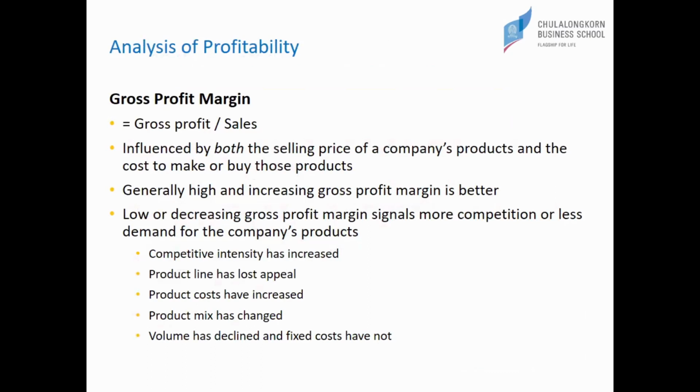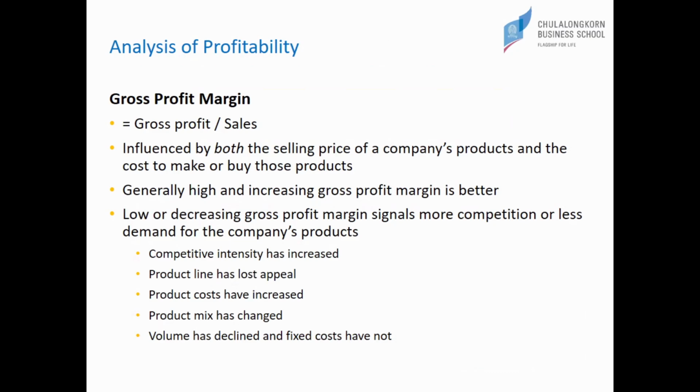So gross profit margin is gross profit divided by sales. Since gross profit is the sales minus cost of goods sold, this is influenced both by the selling price of the company's product and the cost of sales. In general, and probably all the time, high and increasing gross profit margin would be preferred. Okay, who would want this to be lower, right? They would want this to be higher and increasing over the years.